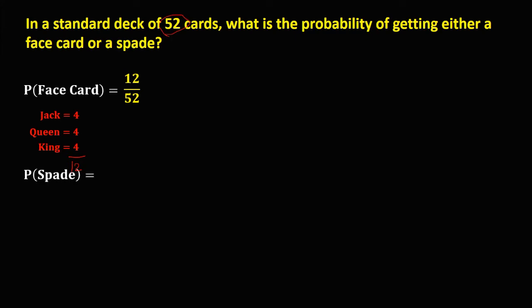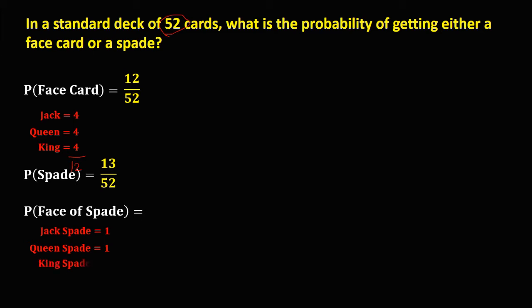Then for the probability of spade, since there are 13 spades in a deck of cards, so the probability is 13 over 52. Then we also need to find this probability of face of spade, since in a deck of cards, we have 1 jack spade, and also 1 queen spade, and 1 king spade. So the probability now of this face of spade is 3 over 52.